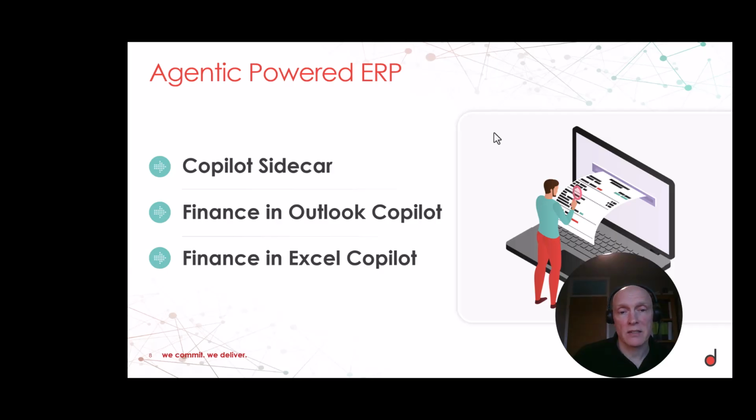Second, we looked at finance in Outlook Copilot. So this is where your credit control team can be much more efficient in the way that they deal with queries that come in from customers. All of the information they need in terms of aged debt, outstanding invoices, and also any activities are available at their fingertips in Outlook. And then finally, we looked at finance in Excel Copilot.